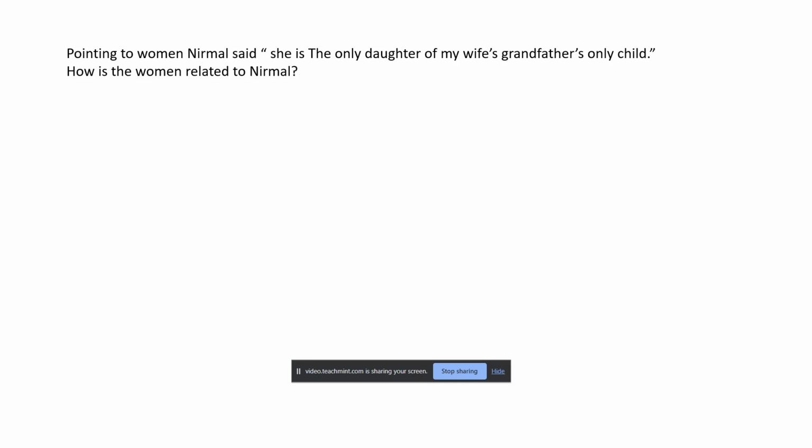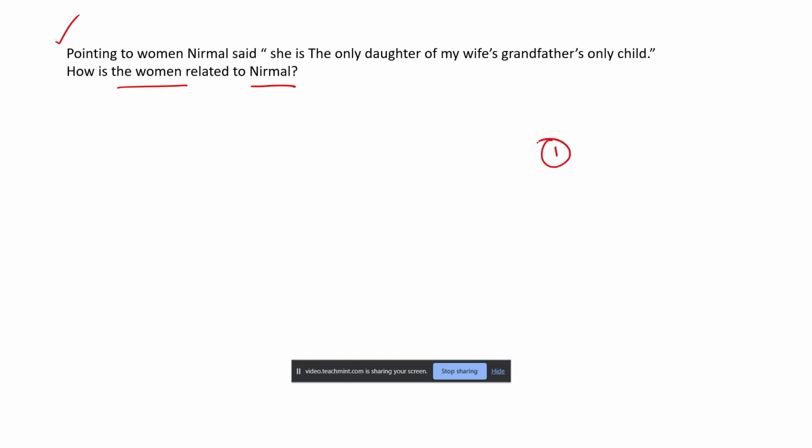The last and final model is this one. Here, they are going to say some indirect statements like "she is the only daughter of my wife's grandfather's only child." First of all, you need to understand what the statement is, who the speaker is, and whom he is talking about. Once you understand these 3 parameters, we are going to cut the statement into parts, then solve one by one to come to the conclusion. After understanding the statement, you need to find out the relation between the speaker and the person he is talking about.